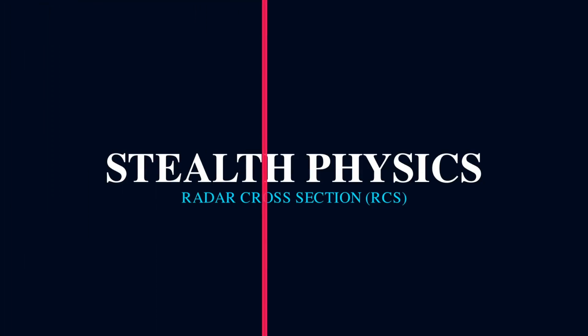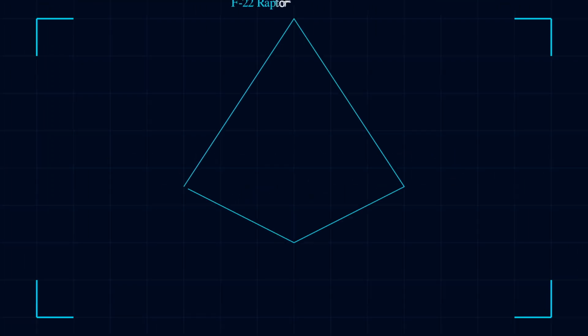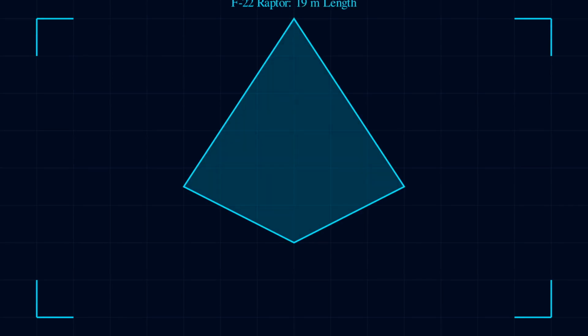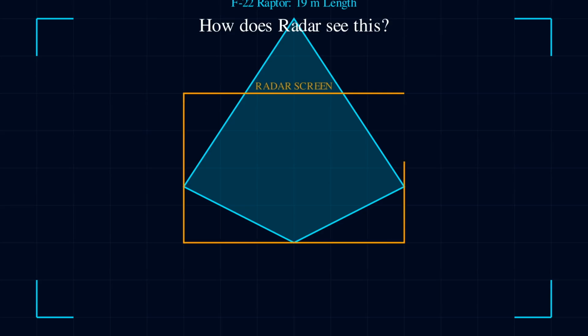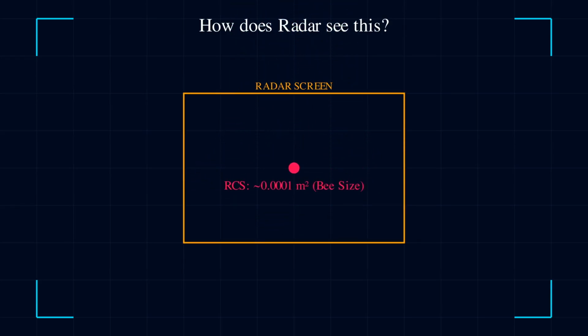Welcome to the physics of invisibility. This is radar cross-section. The F-22 Raptor is a 19-meter-long beast. But on a radar screen, it appears no larger than a bumblebee. How do we hide a fighter jet in plain sight?